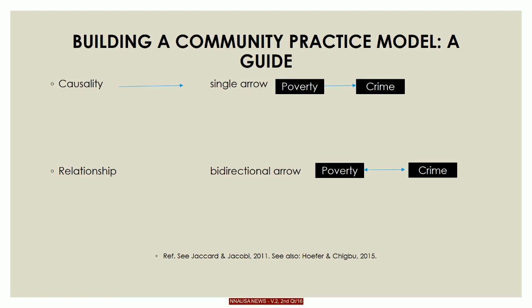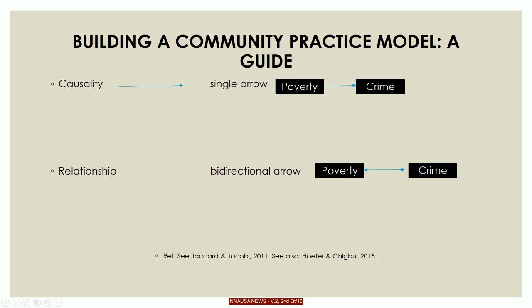So the receiving end of the arrow is the dependent variable, the thing that is caused. You can look at this on the right side. Poverty is causing crime, is basically what it means. The single arrow here means that crime is caused by poverty. So remember, the single arrow shows that the receiving end of the arrow is the dependent factor, the dependent variable, which means that poverty is causing crime.